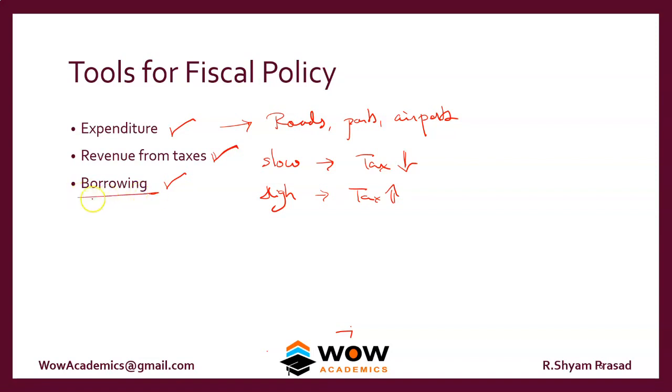So they can also borrow. So if they don't have money on their own, the government can also borrow it from the money market, and they can also spend it in infrastructure developments. So they can borrow money and spend it as expenditure. So these are the ways in which governments can activate growth.